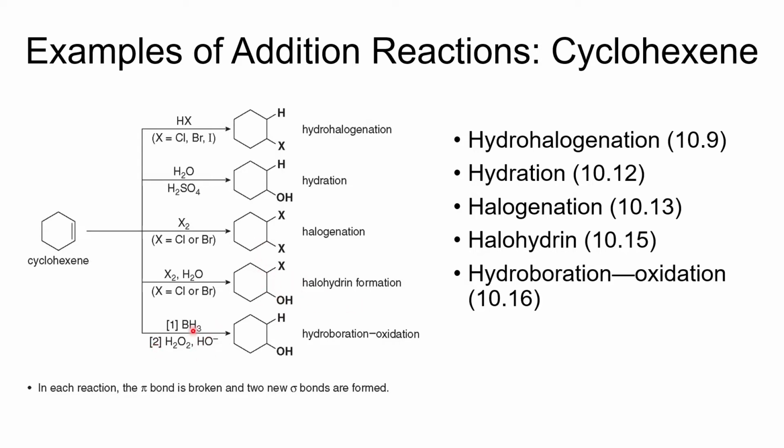We'll see the mechanism of these two are closely related. And then finally, this one has a completely different mechanism, and this is hydroboration followed by oxidation. It's two discrete steps that we have to do. So we add this chemical, the reaction occurs, and then we add this chemical to oxidize it. So we'll see that here in just a bit. So we're going to start with hydrohalogenation.